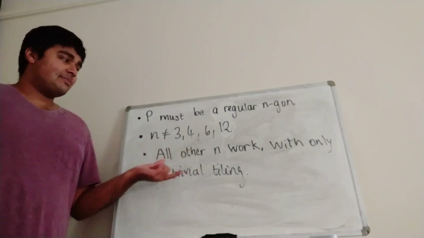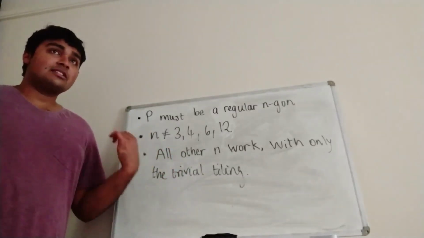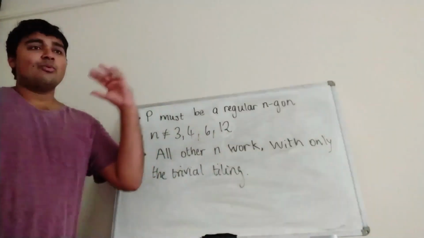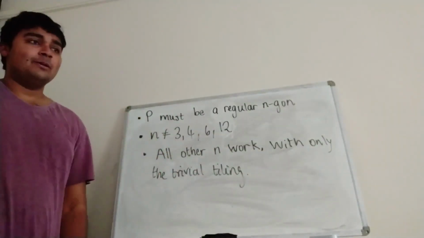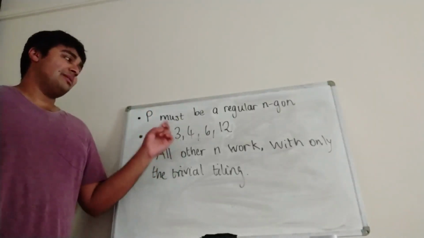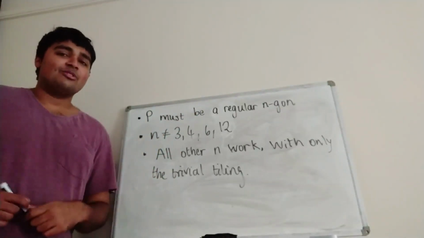So this will prove that the only solutions to our problem, i.e. the only convex polygons which have at least one tiling but a finite number, are simply the regular n-gons for n at least 3, but n not equal to 3, 4, 6 or 12. And that will solve our problem.